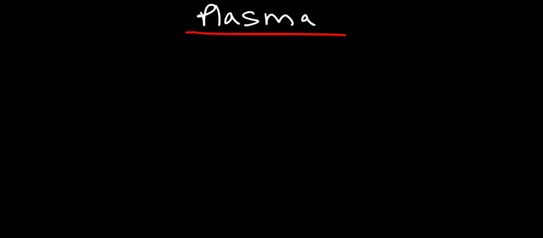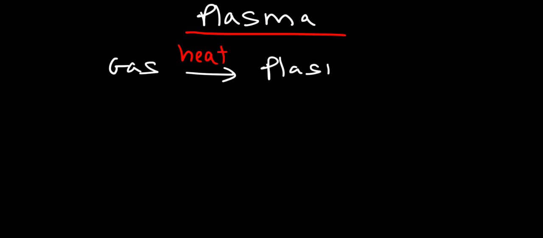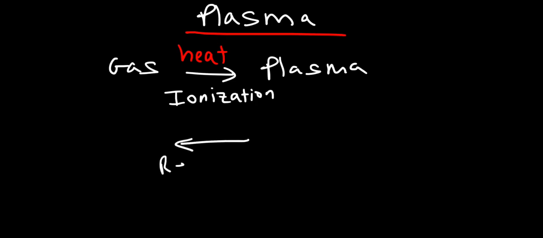Now there is a fourth state of matter, which is known as plasma. This state of matter is an ionized gas. The way you can create a substance in a plasma state is you need to take a gas and add heat to it. Once you add heat to it, it turns into a plasma state. And so this process going from gas to plasma is known as ionization. The reverse process is known as recombination.